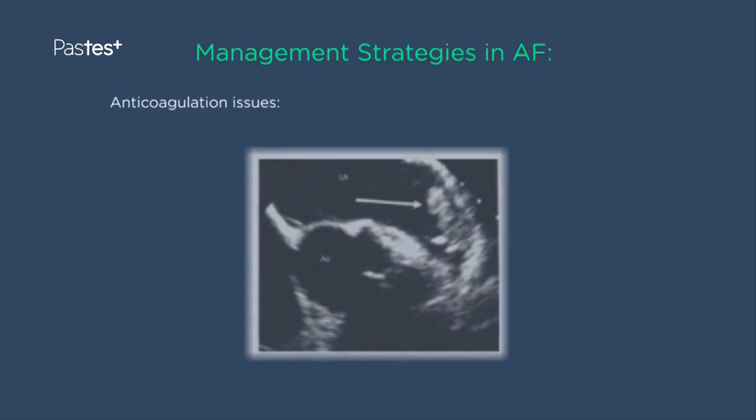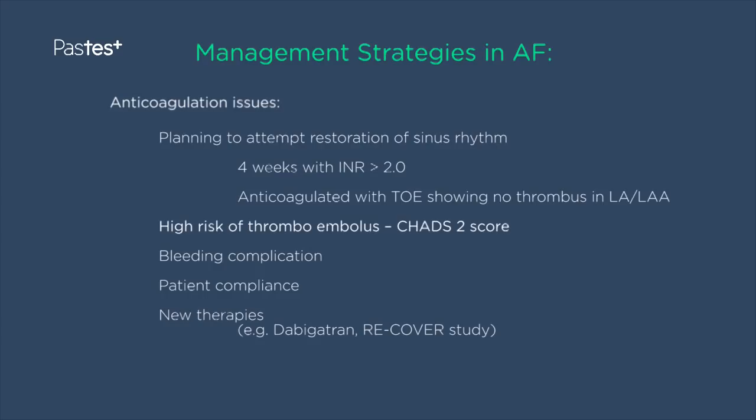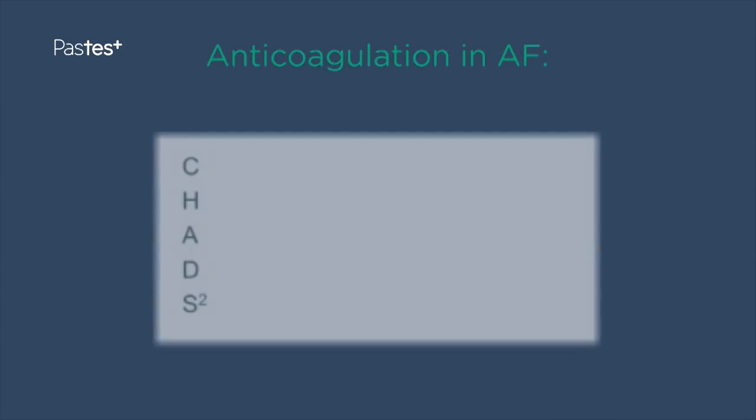DC cardioversion. The CHADS-2 score has been developed to assess who is at high risk of thromboembolus. This is a simple scoring system where 1 point is attributed to each risk factor. The points are then added up and the risk calculated, and the treatment algorithm is determined. Let's have a look at this.